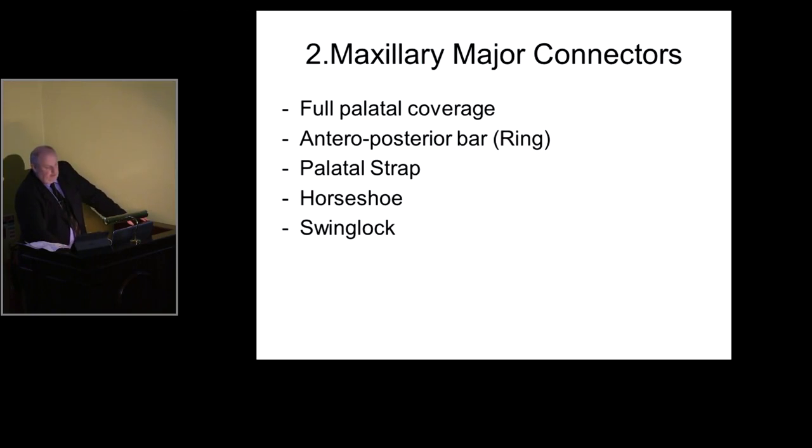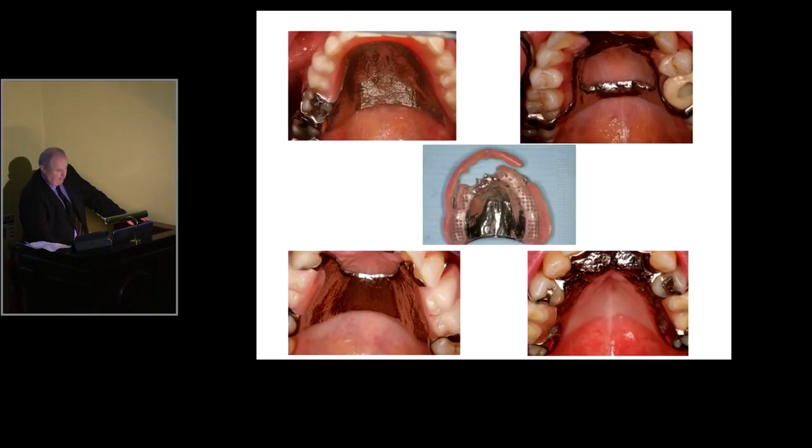Maxillary major connectors, these are the 5 types. Okay? This is what they look like. Full palatal coverage. You do that when you have very few teeth left or when you're going to be losing some more teeth. AP ring, very common design when you might have something like a Kennedy 4 and you want minimal coverage of your palate.